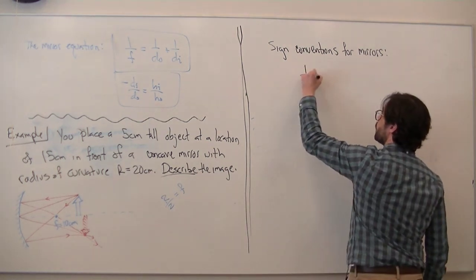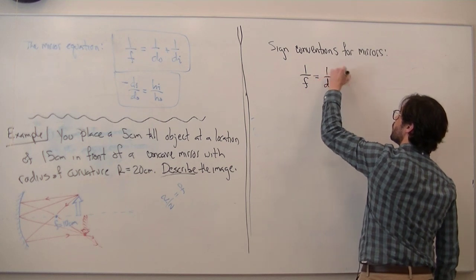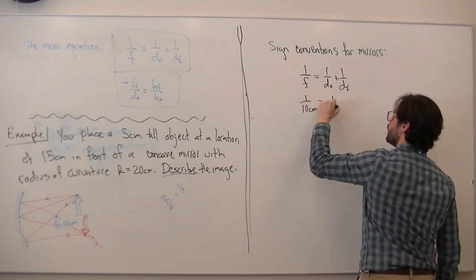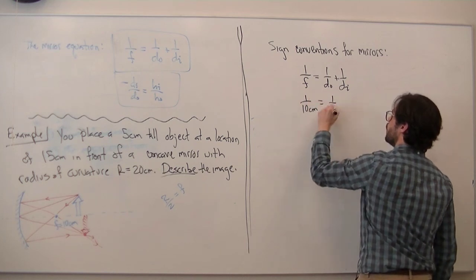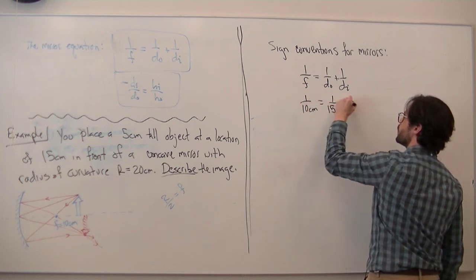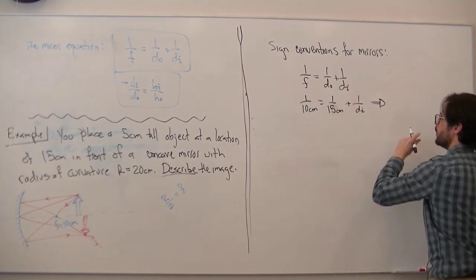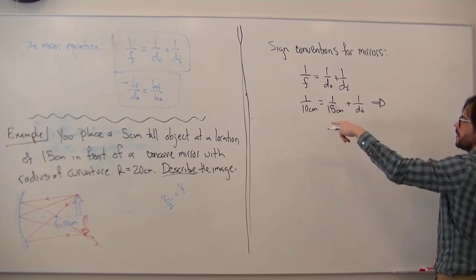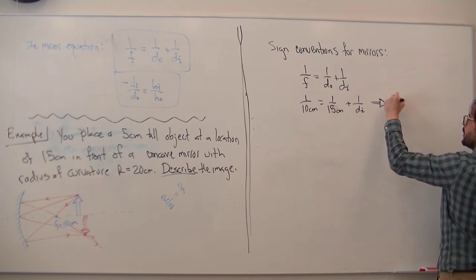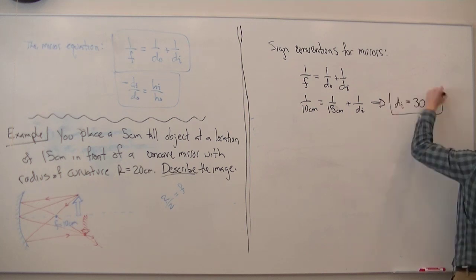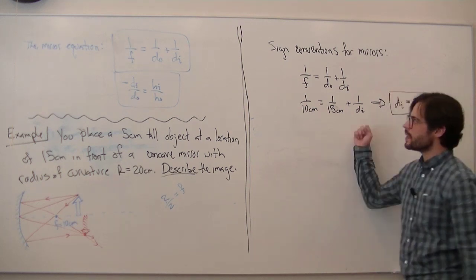So 1 over F is 1 over D0 plus 1 over DI. So that's 1 over 10 cm, 1 over 15 cm, that's what was told to me, and 1 over DI, and then math happens, and I get, so what's that? 3/30ths, 2/30ths, 1/30th, equals, DI is 30 cm. So that's one of my 2 equations.